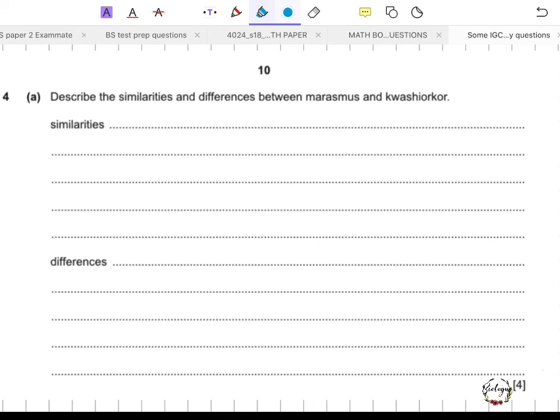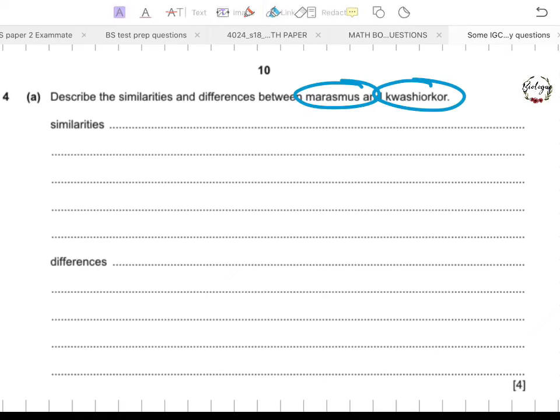Describe the similarities and differences between marasmus and kwashiorkor. The similarities we know is that marasmus and kwashiorkor are both caused because of protein energy deficiency. They are known as protein energy malnutrition, right? It's a disease caused because of deficiency of protein, that is for sure. So both are caused by protein energy deficiency. That is your first point. So let us write that down.